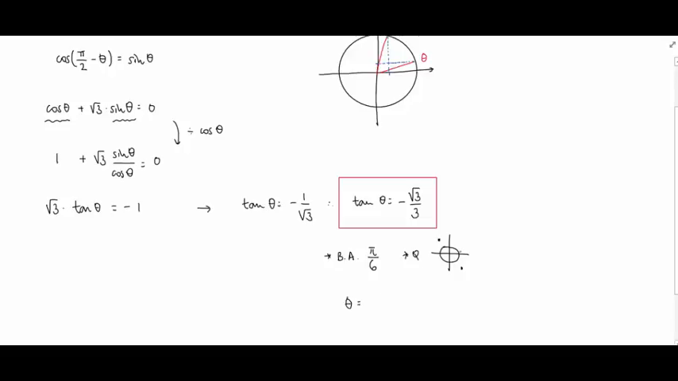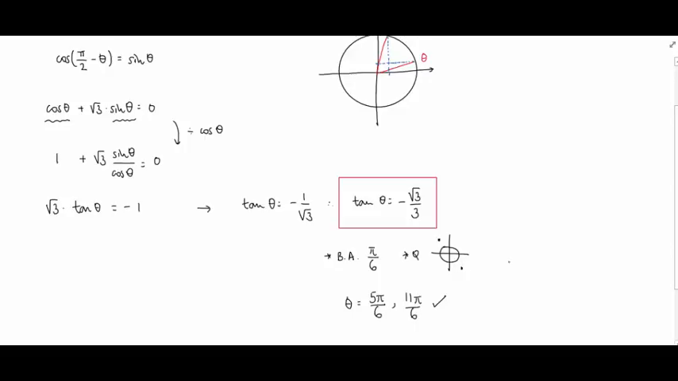As a result, we can immediately write our solutions. So, our first solution in the domain 0 to pi is going to be in quadrant number 2, and it's going to be pi take pi on 6, which is going to be 5 pi on 6. And the second solution is going to be in quadrant 4, it's going to be 2 pi take pi on 6, which is 11 pi on 6. And there are my two solutions.